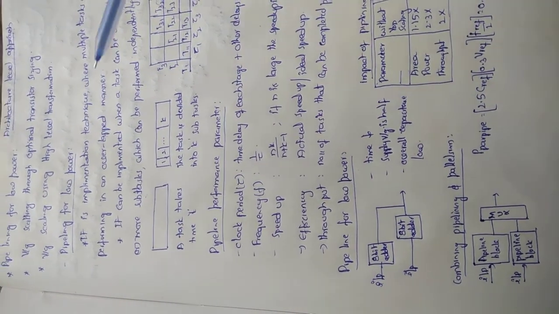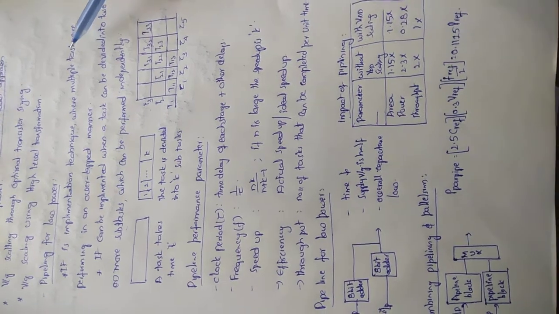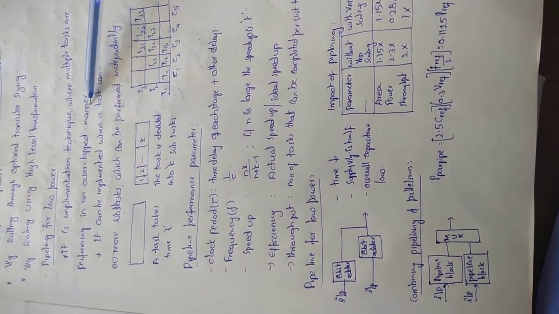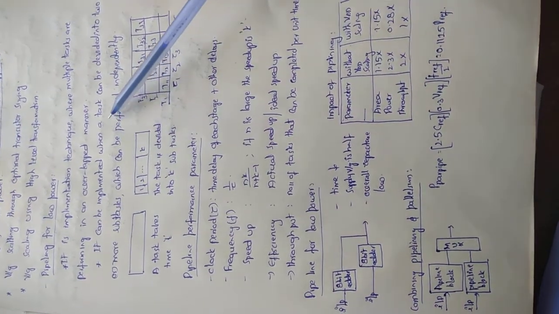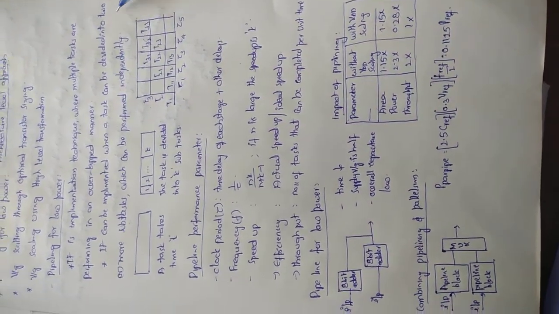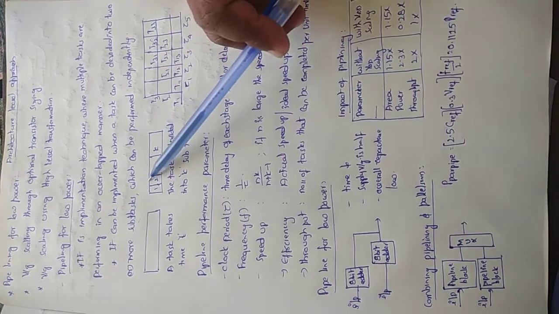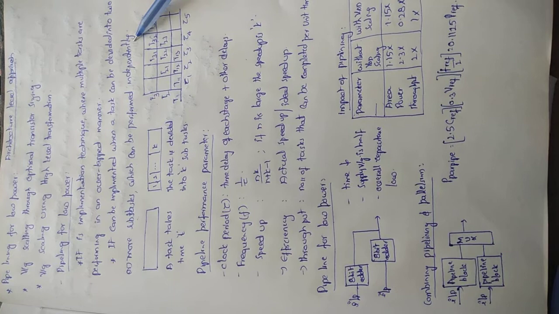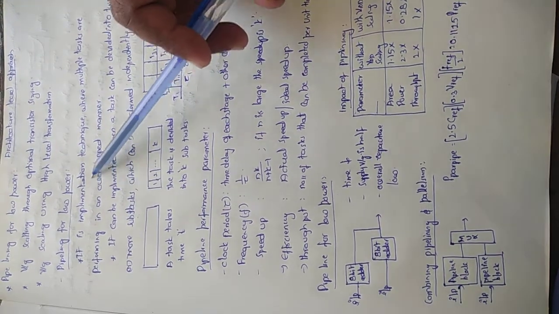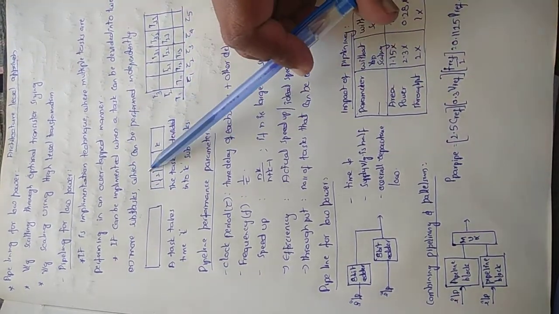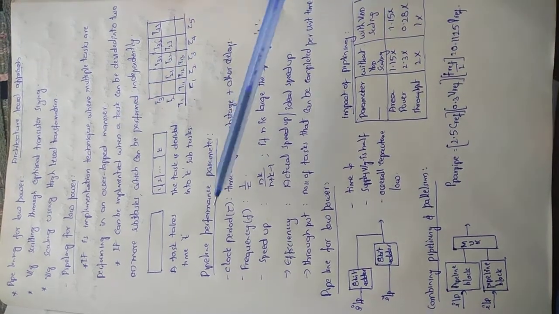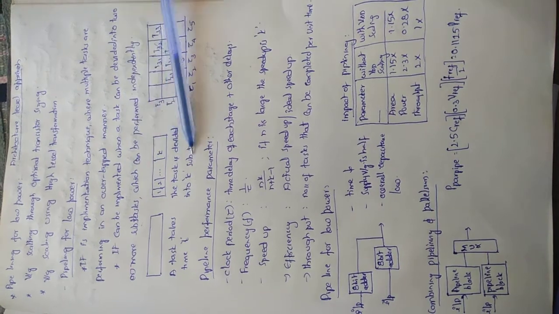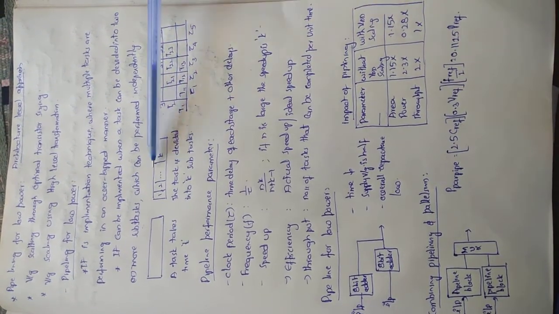It is an implementation technique where multiple tasks are performed in an overlapped manner. It can be implemented when a task can be divided into two or more subtasks which can be performed independently. So the keywords are implementation technique, subsystems, overlap. Here I have a task. It is going to be divided into some subtasks. Now we will see how it is going to be overlapped.